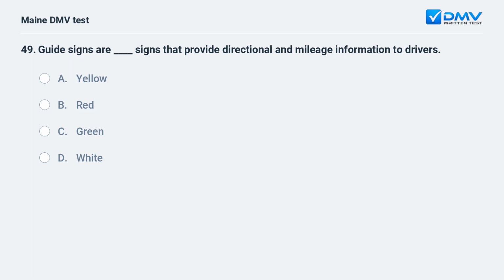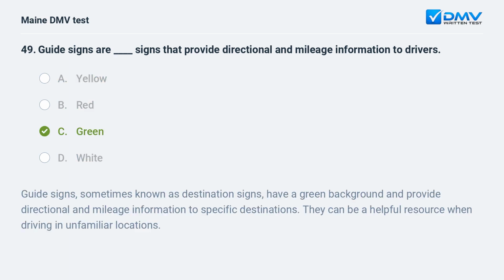Guide signs are fill in the blank. Signs that provide directional and mileage information to drivers. A. Yellow. B. Red. C. Green. D. White. C. Green.